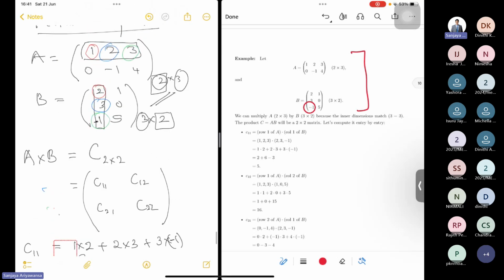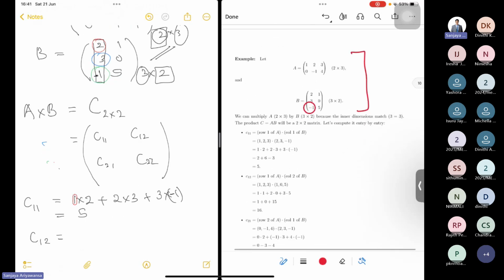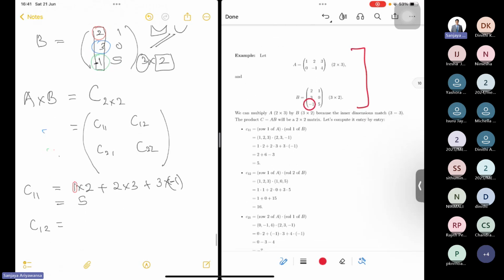C12, how do you calculate that? Then you take the first row and you multiply it by the second column. So you have the two matrices here. You take the first row, multiplied by the second column to get C12. So that is 1 times 1 plus 2 times 0 plus 3 times 5. And that gives you 16.